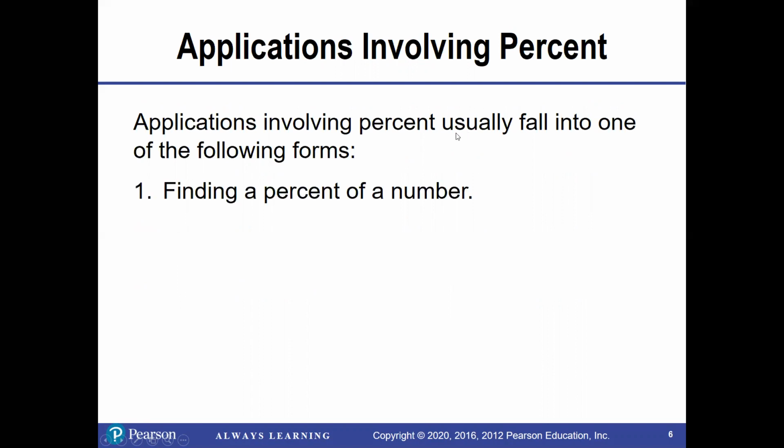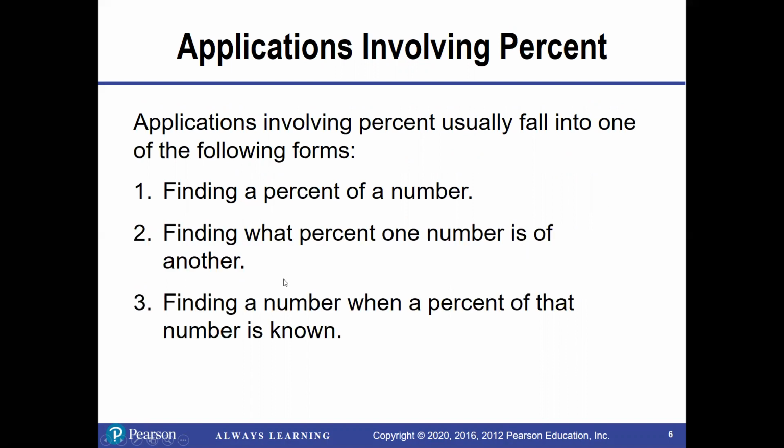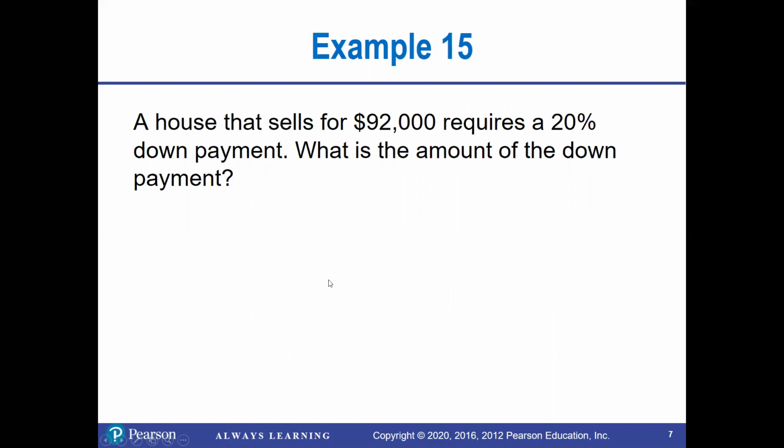So, applications: finding a percent of a number, finding what percent of a number is another, and finding the number when a percent of that number is known. Okay, a house sells for $92,000 and requires a 20% down payment. What's the amount of the down payment?